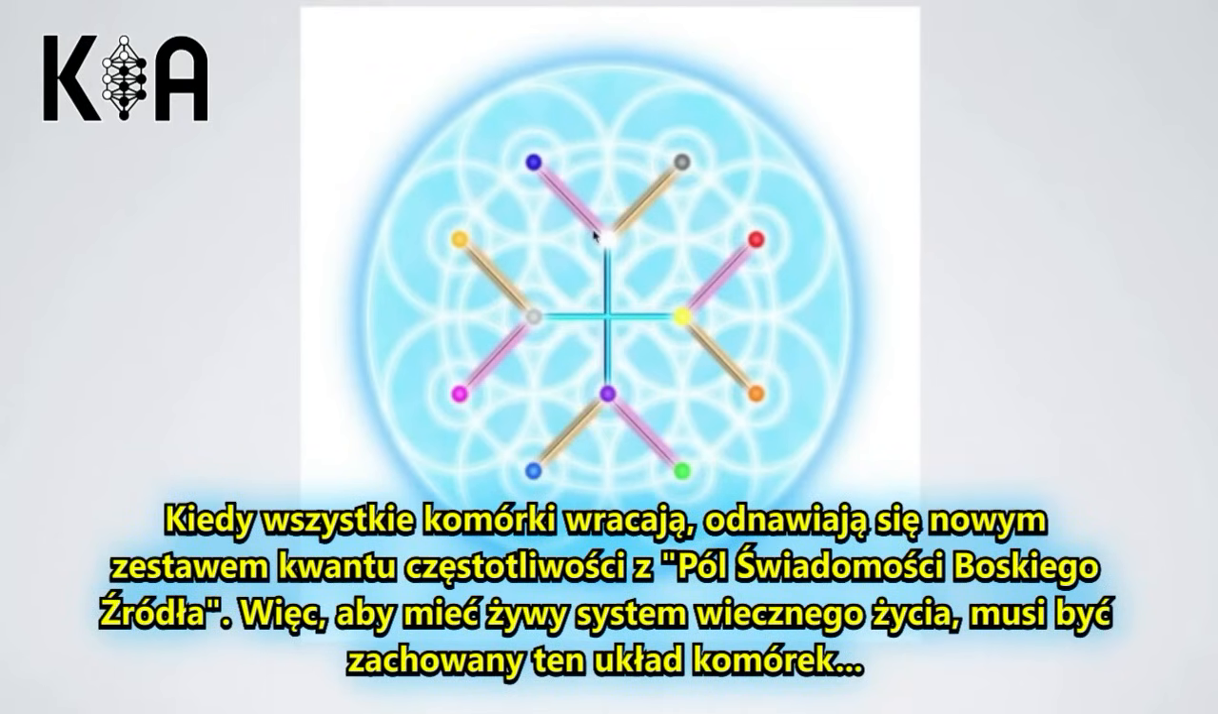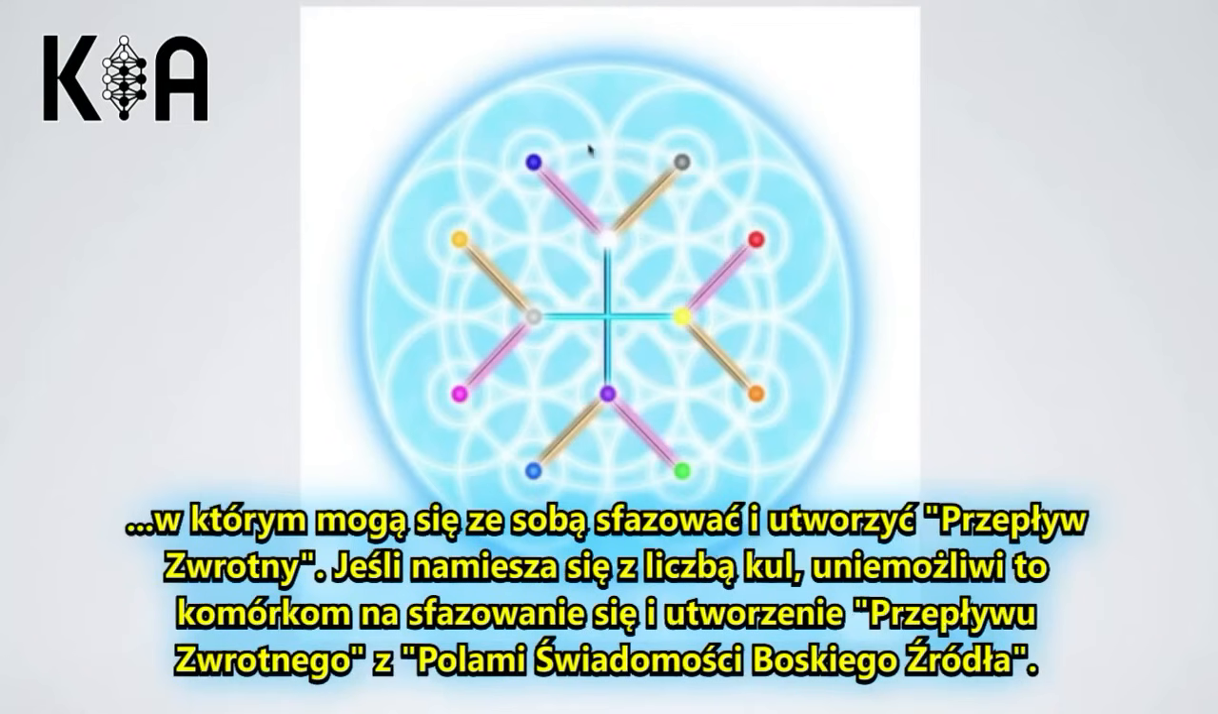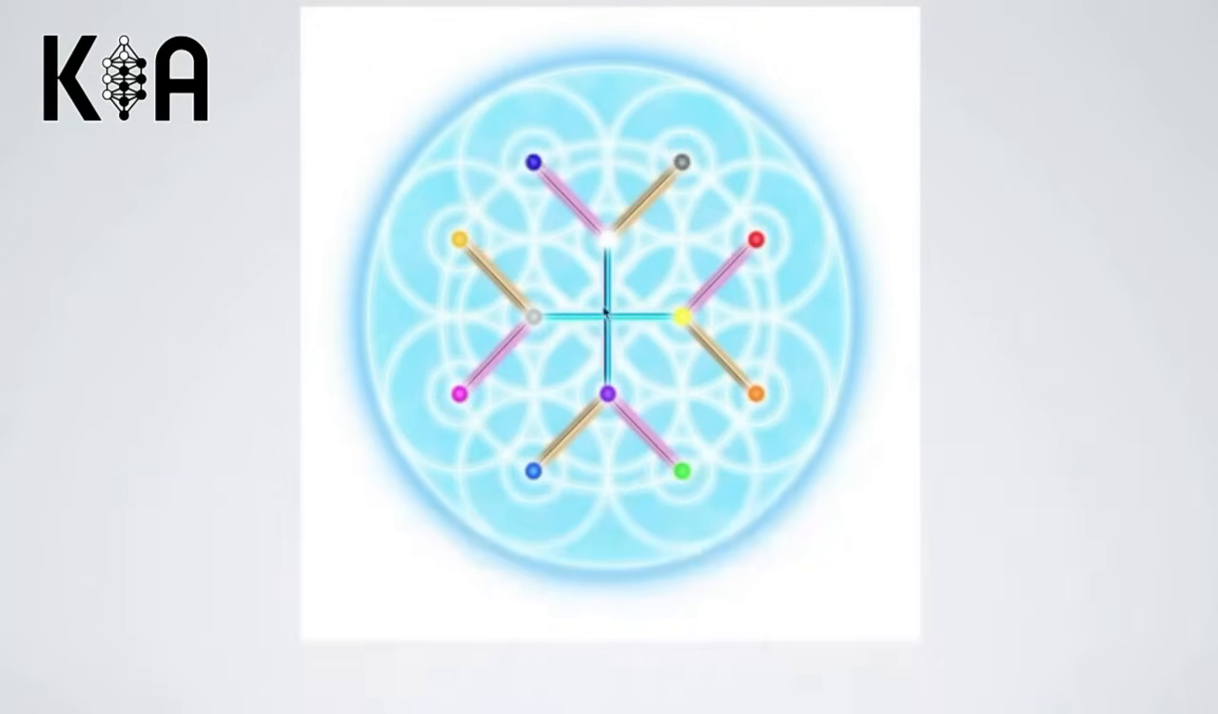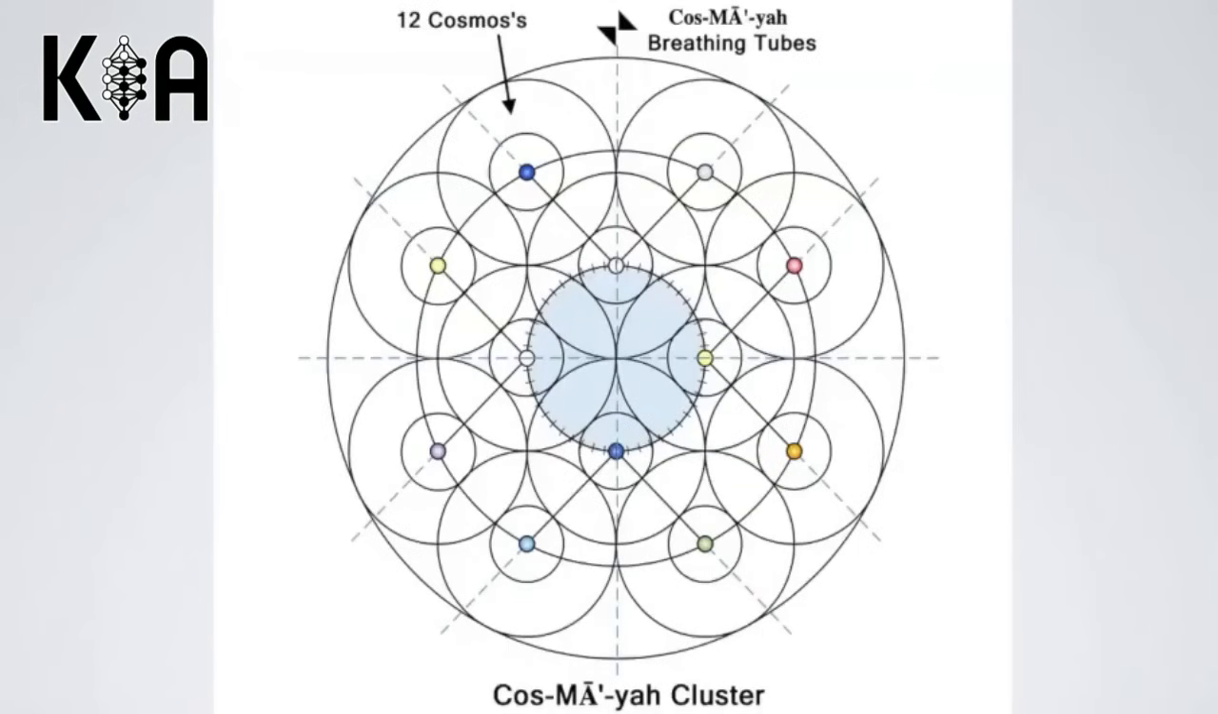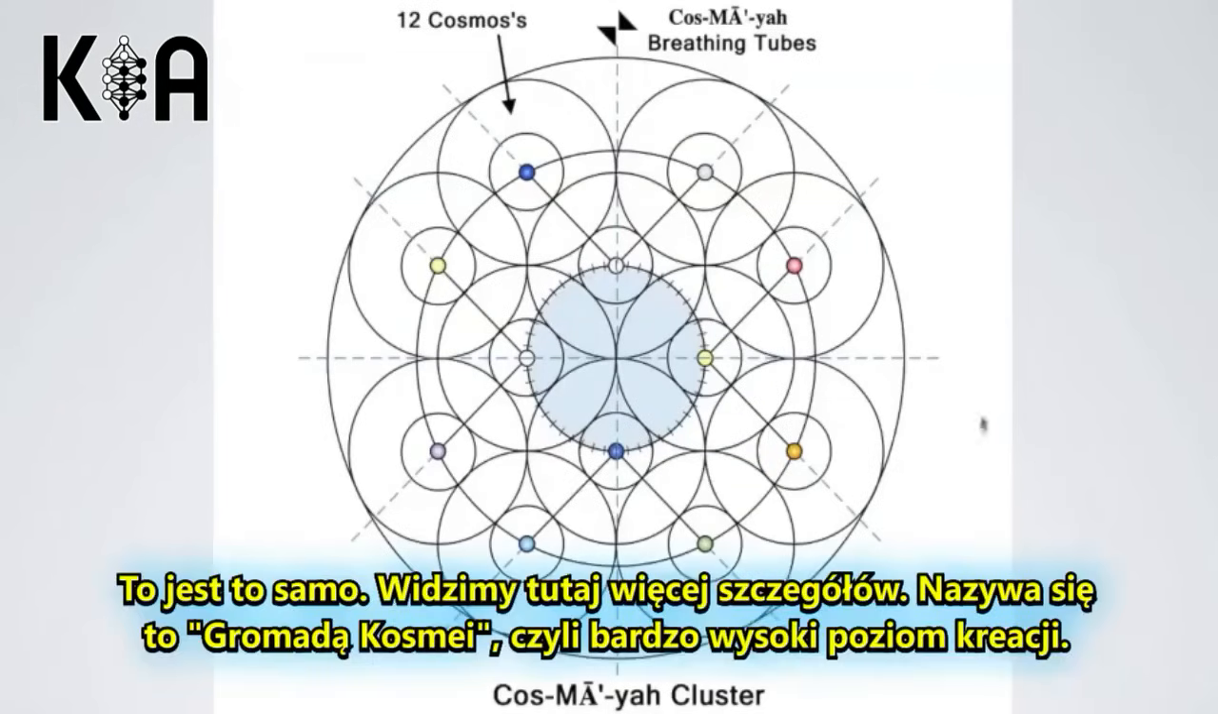So in order to have a living eternal life system, you've got to have this arrangement of cells where they can phase together and create the backflow return. If you mess around with the number of spheres, then it stops the cells being able to phase and create backflow return with God source consciousness field. Okay, this is the same thing, just shown in a little bit more detail.